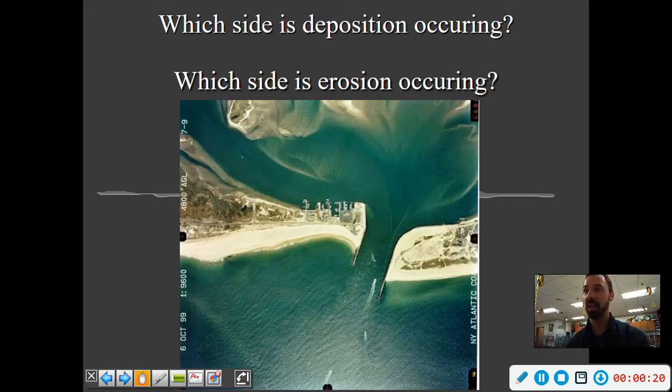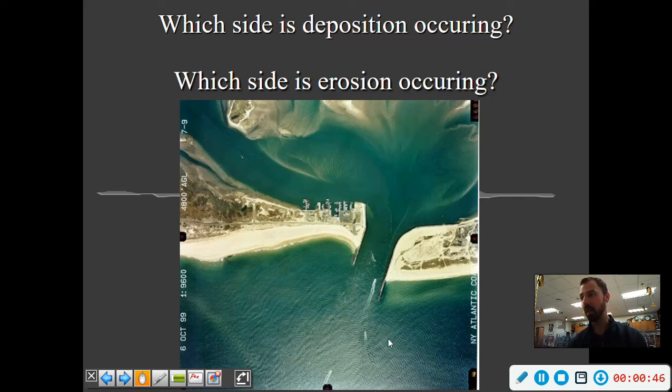If you have an inlet next to you, an inlet is basically an area where the water goes into a harbor or a bay. If you take a look at both sides of that inlet, on one side you notice the beach is very small. The other side, you notice the beach is kind of expanded out. That's not a coincidence, right?